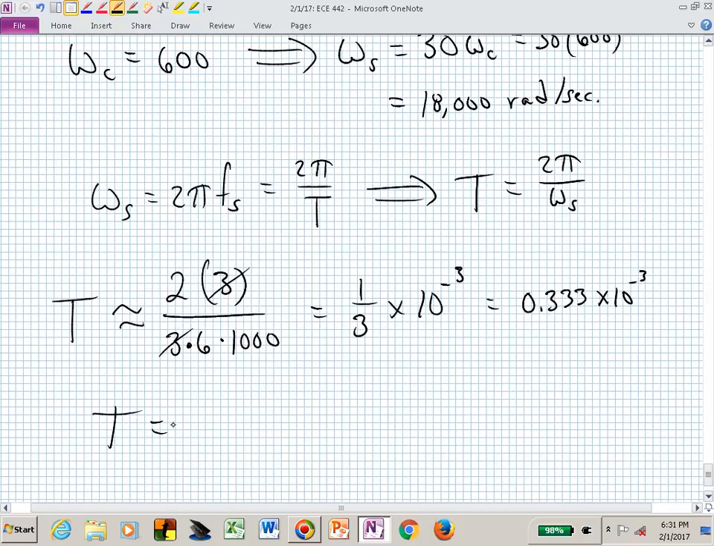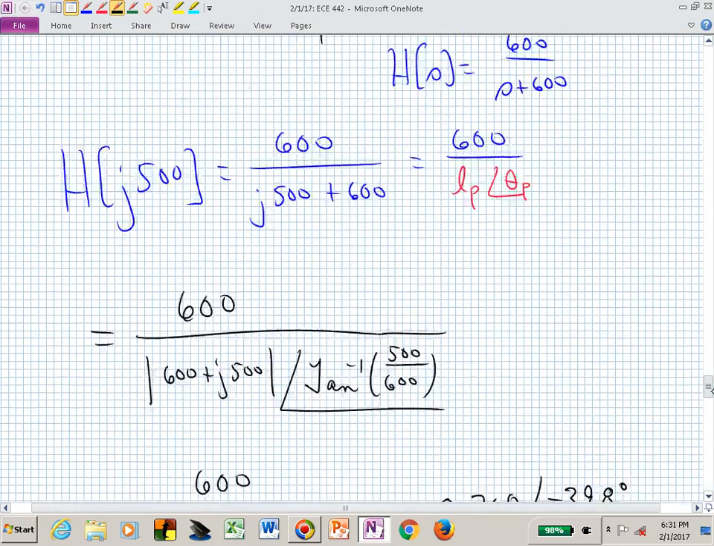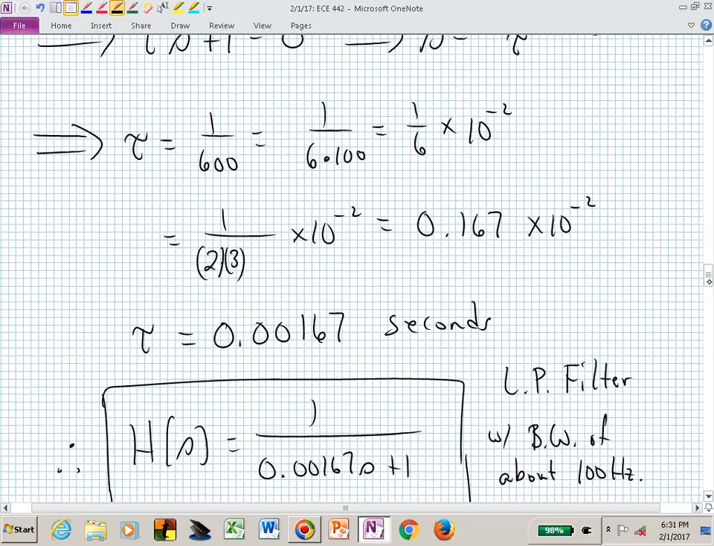Or my sampling period T, when it is called for, will be 0.00033333. That's my sampling period, and that better be less than my time constant. What was my time constant? Wow, really? 0.00167. So it is. It's seeming consistent.